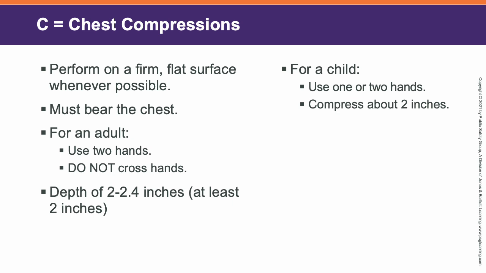All right. Now, for a child, the only difference is, if the child is small and you really feel like it's too easy, you're going to go down to one hand. Okay. And for a child, you're going to compress about 2 inches. That's really important. All this stuff is really important, but make sure you're familiar with it all. Some of these numbers, like 2 to 2.4 inches, getting at least 2 inches of depth on an adult, whereas for a child, 2 inches is kind of the max of what we're looking for. Okay? As far as depression of the chest.